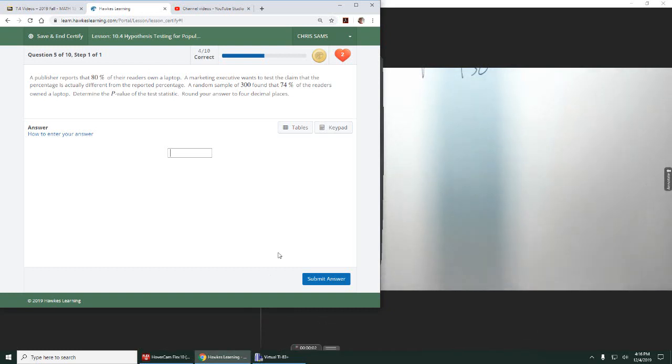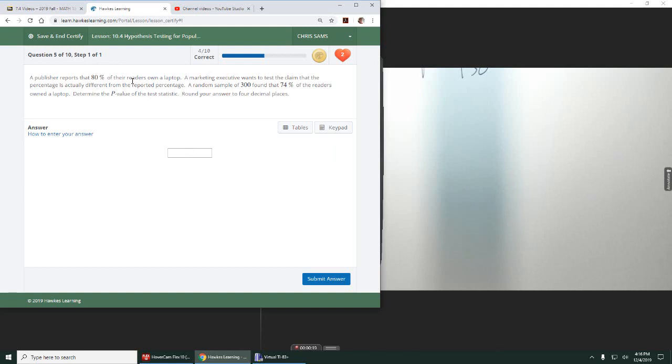All right, number 5, we want to find the p-value is what it's saying. Find the p-value of the test statistic. So that's just the area under the curve on the z-value once we find our test statistic. We also need to know what side or what type of test we're doing.